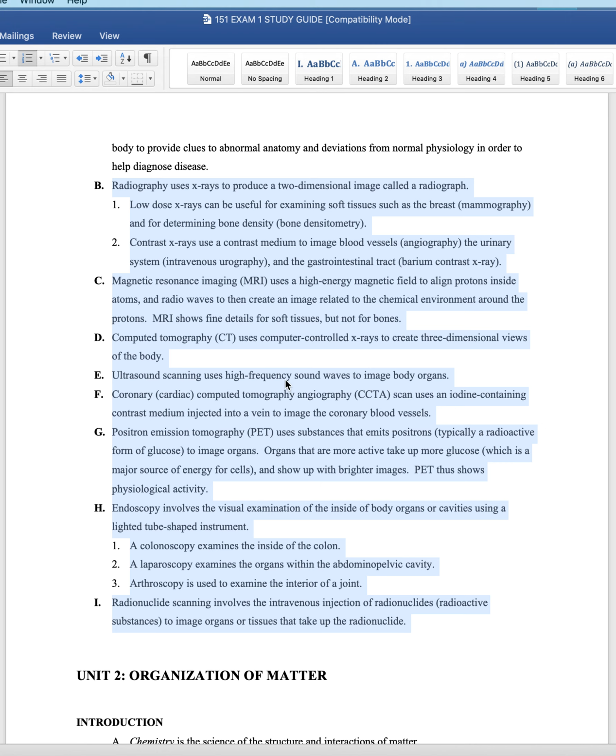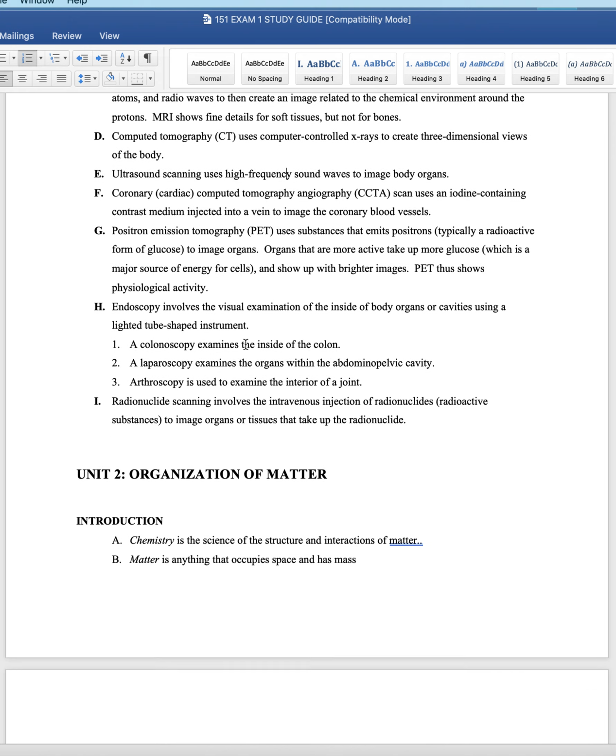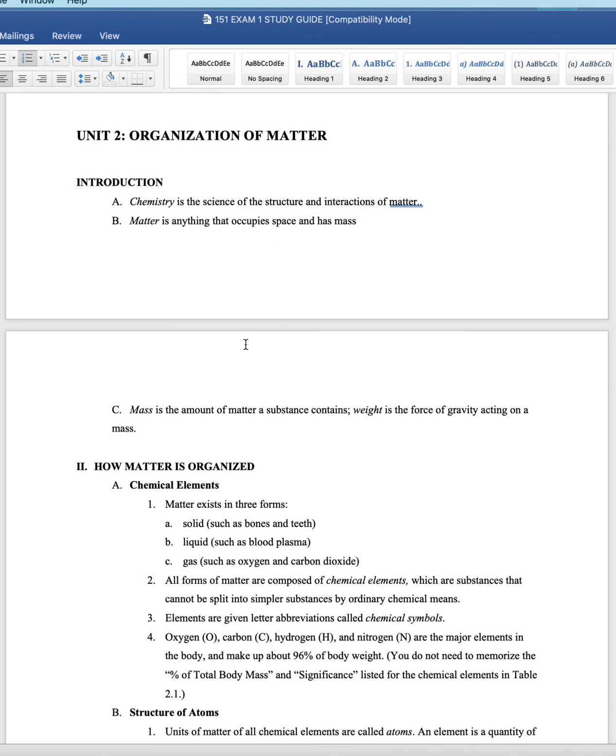So you would pick ultrasound, right? So it basically depends on what you're looking for and what kind of diagnostic technique you're going to use to be able to determine what you need to see. So that's going to wrap up Unit 1. I'm going to move on now to Unit 2, or Organization of Matter.